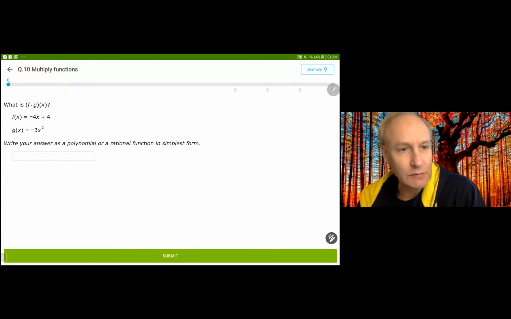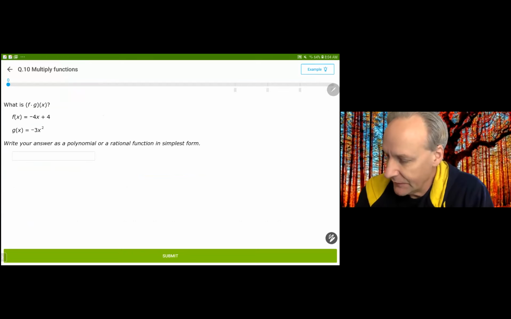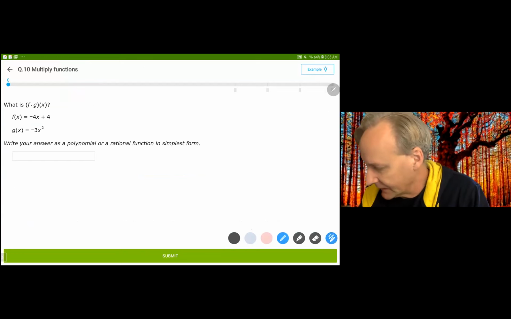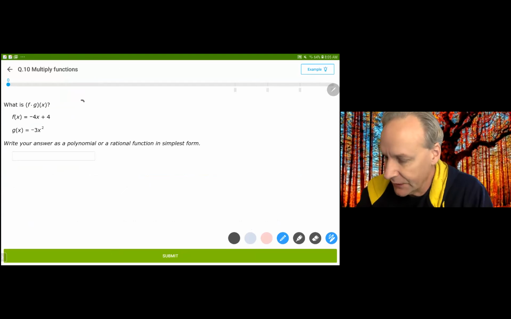Yep, we're going to multiply two functions together. So f times g of x. Notice that this is a very different thing from f of g of x. So just to mention, this is something very, very different. In f of g of x, we're literally taking g of x and putting it into f of x.